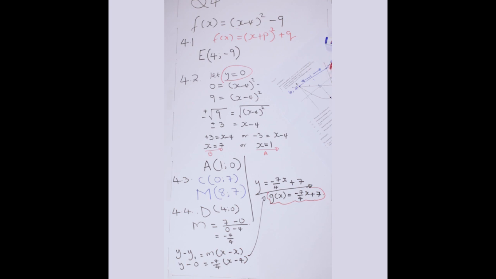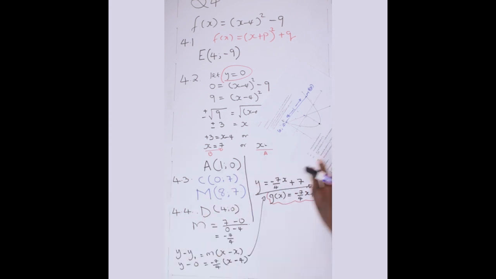4.5 requires us to find the inverse g of negative 1, and we must write it in the form of y is equal to something. So we will do that and get to the solution. The last question in 4.5 says, write down the equation of g inverse of x in the form of y is equal to that. Okay, so let's do that.